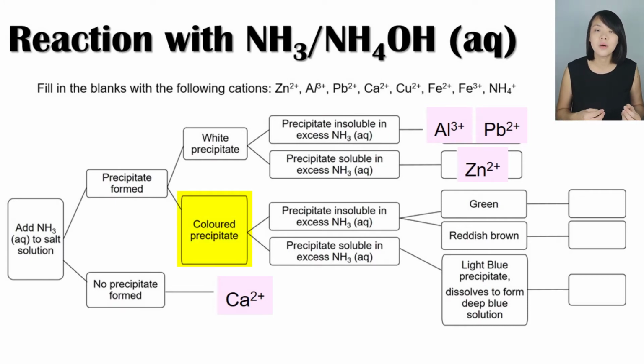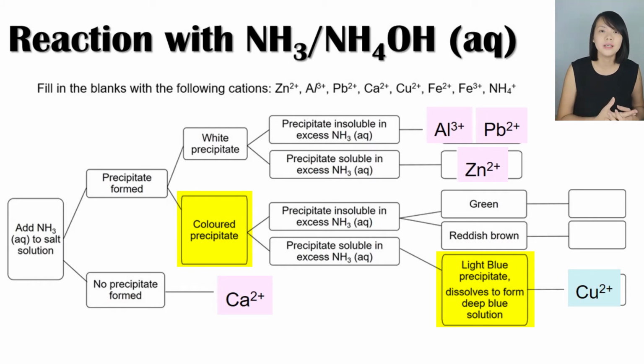Now things get easier with colored precipitate because the color of the precipitate is unique to the particular cation. So let's say we add this aqueous ammonia into the solution and blue precipitate is formed. If that's the case, we can confirm that a copper 2 ion is present. Now this light blue precipitate will dissolve in excess aqueous ammonia to give a deep blue solution.